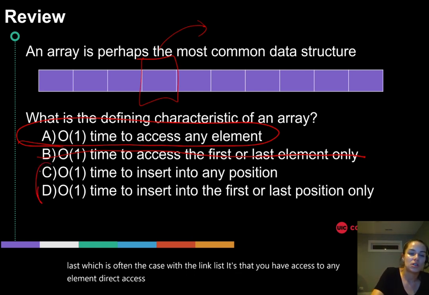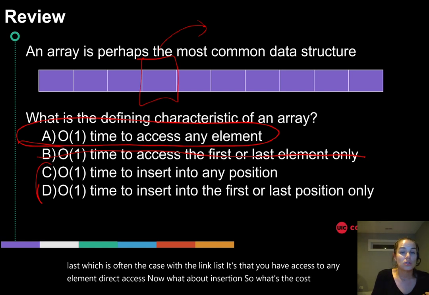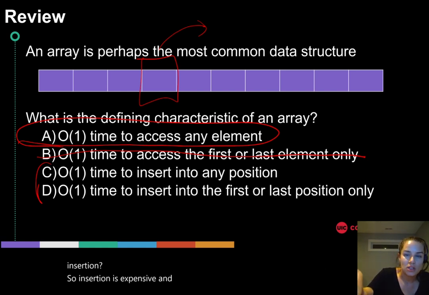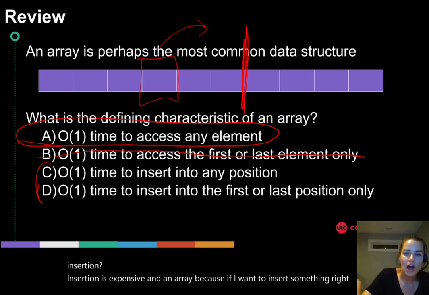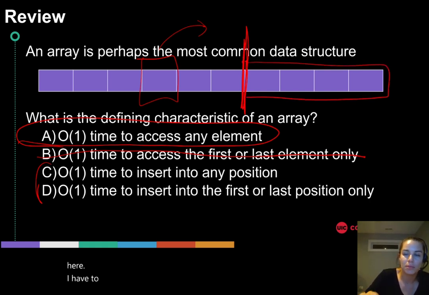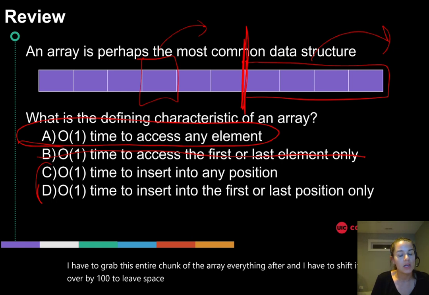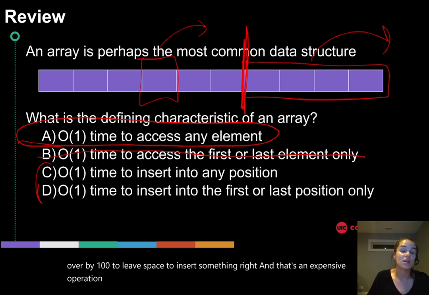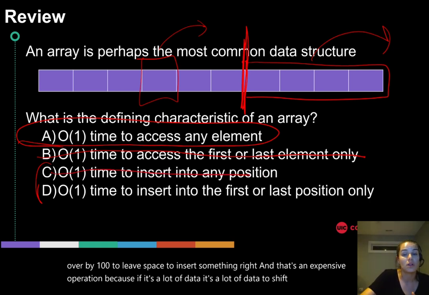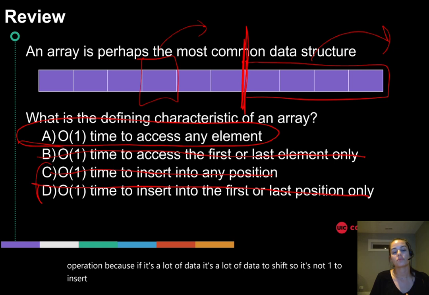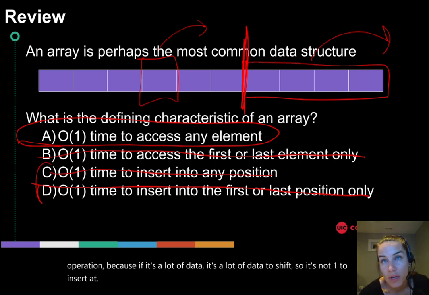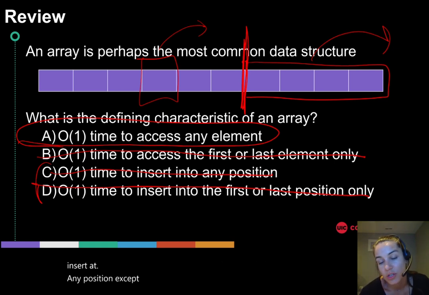Now what about insertion? So what's the cost of insertion? Insertion is expensive in an array because if I want to insert something right here, I have to grab this entire chunk of the array, everything after, and I have to shift it over by 1 to leave space to insert something, right? And that's an expensive operation because if it's a lot of data, it's a lot of data to shift, so it's not O(1) to insert at any position except for the last position, where it's cheap to insert.